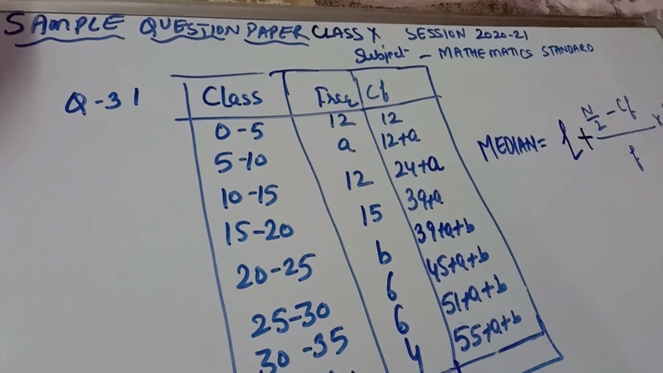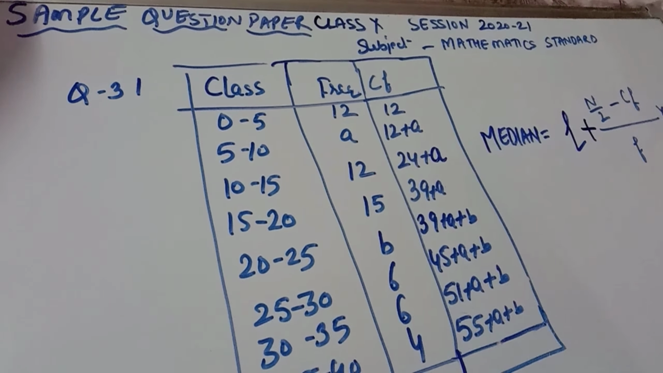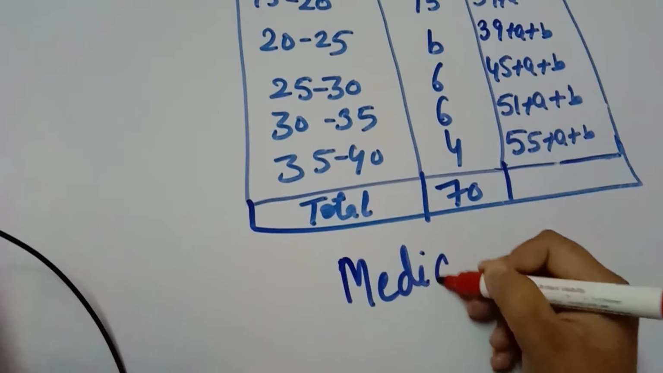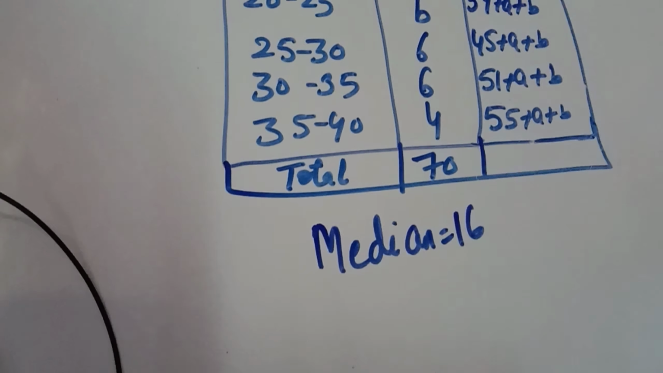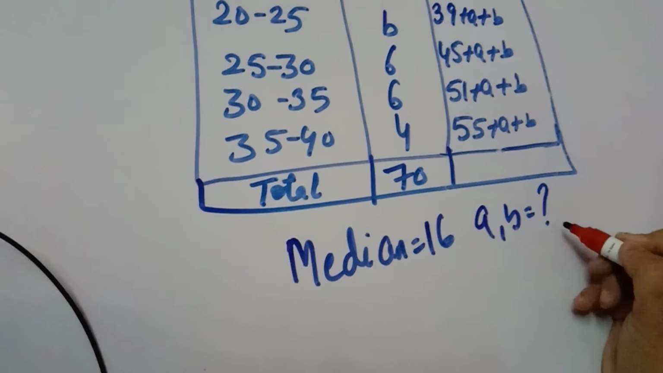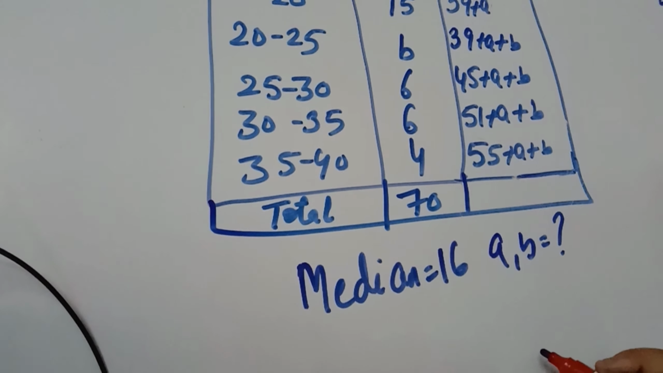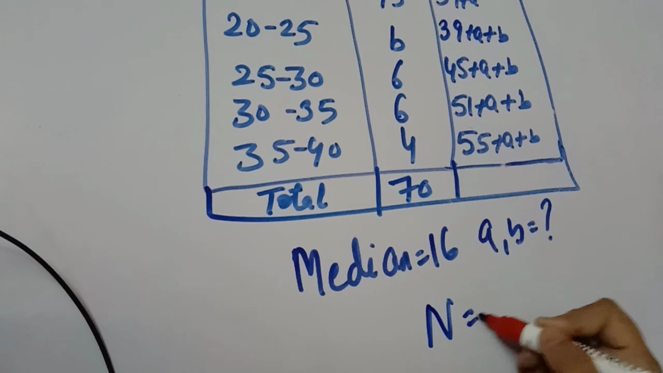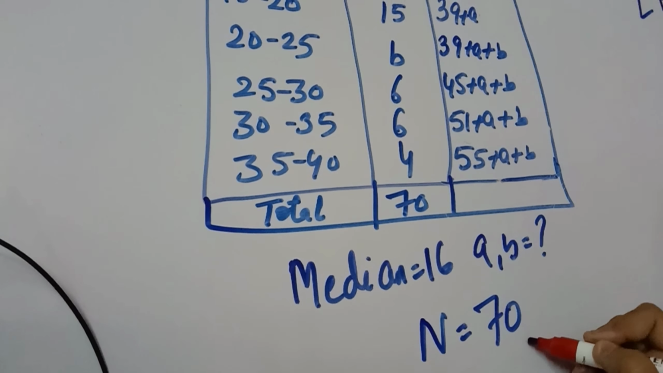See question number 31 of your sample test paper. The median of the following data is 16. So median is given 16. Find the missing frequencies A and B. And the total of the frequency is 70. Total of frequency means N is given 70.